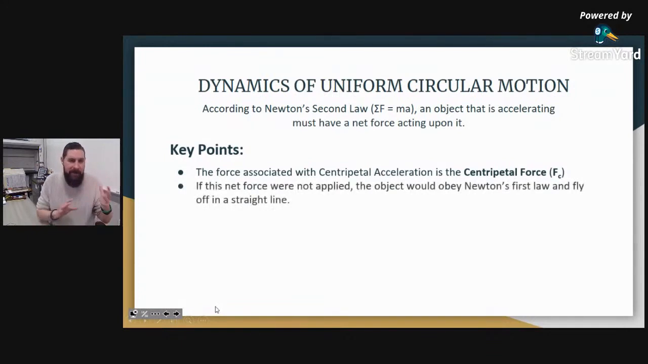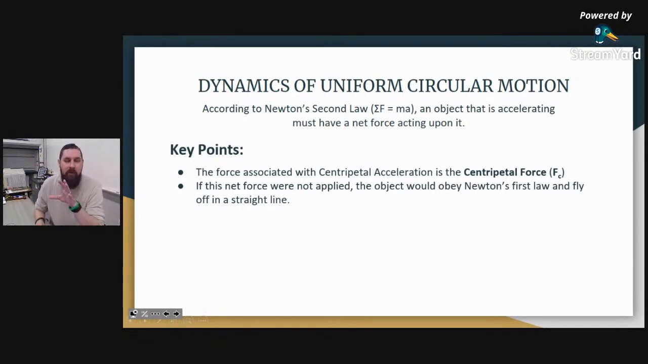So here's the idea. If I didn't have that net force being applied to something in circular motion, then I would apply an initial force, and we would actually see that object just fly off in a straight line, because it's going to obey Newton's first law. Okay? So we know there's got to be some center-seeking or centripetal force.